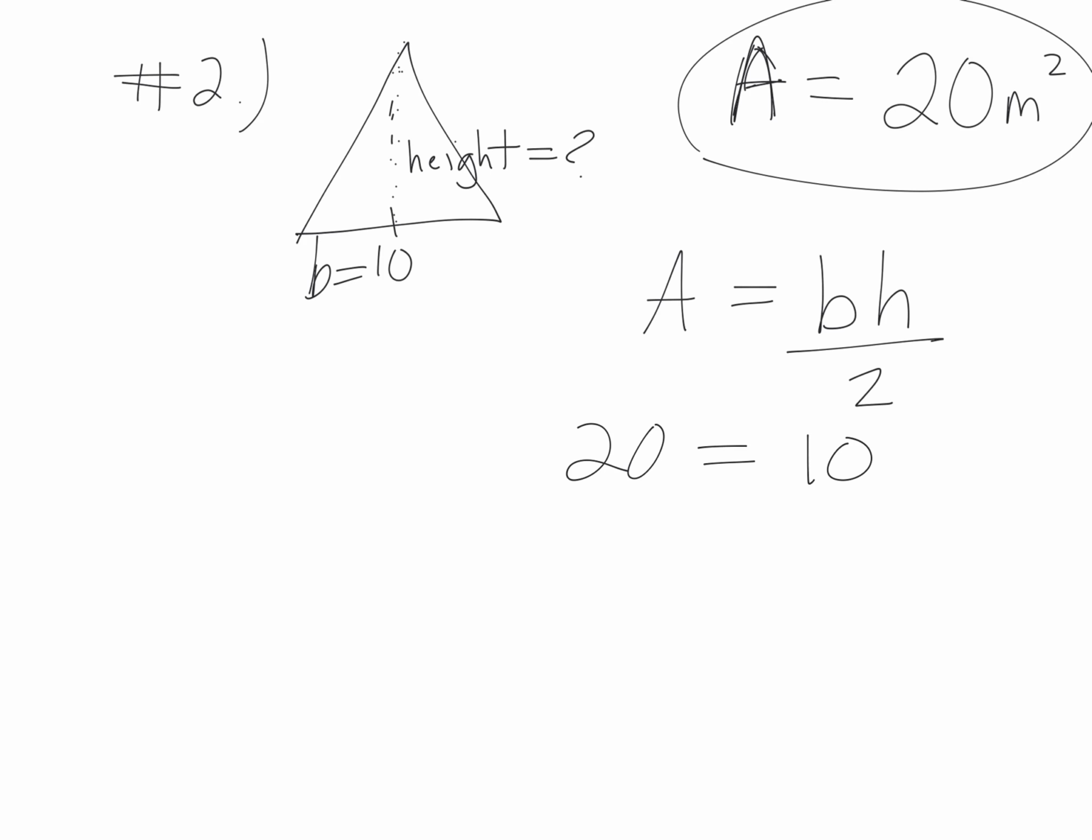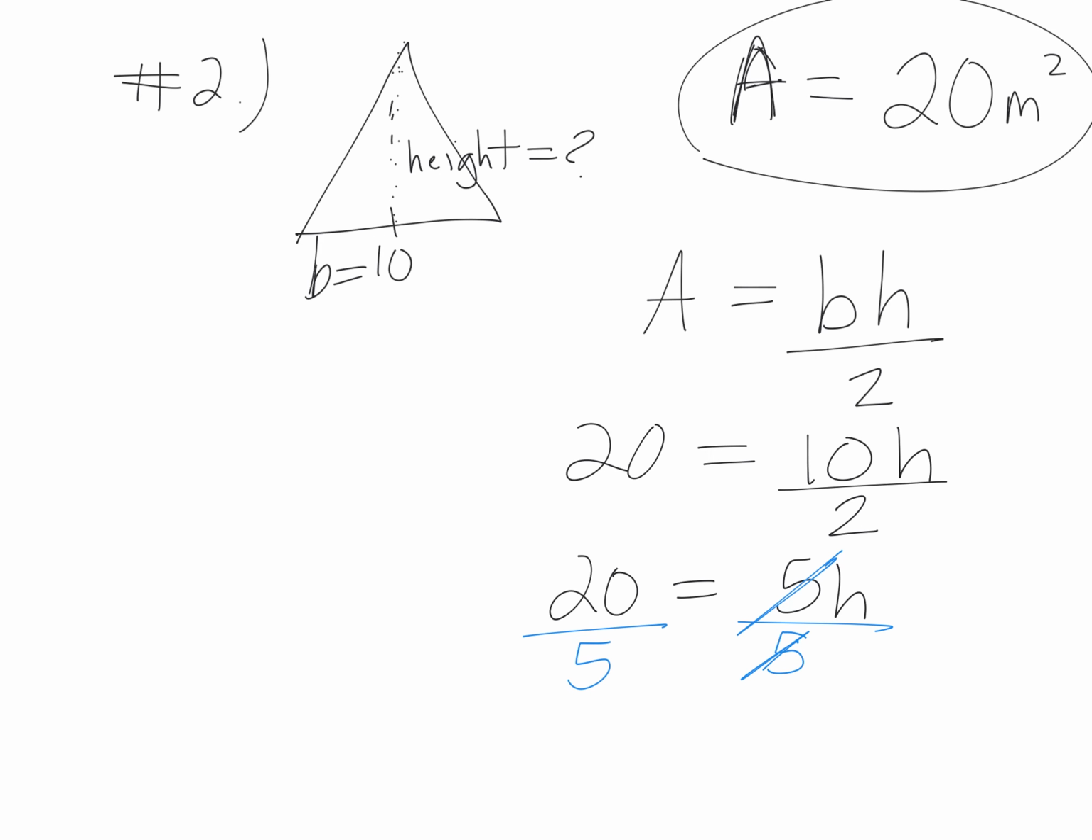Do we know the height? Divided by 2. What's 10 divided by 2? Copy this down, please. So 20 equals 5h. How do I find h? Divide both sides by 5, whatever's in front of the variable. So I have to divide this side by, what is 20 divided by 5? 4. Good. So the height is 4 meters. H is equal to 4 meters.